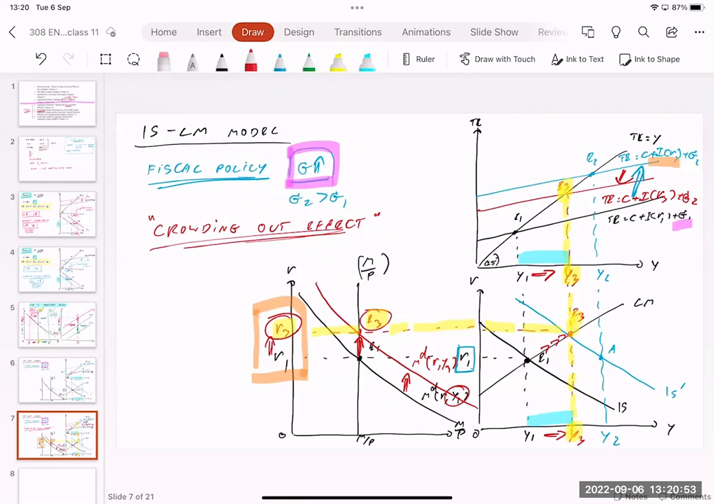So I highly recommend you try to do the opposite case by yourself. What I'm showing you here is the case where the government increases G, and you may want to try the opposite case at home. If the government reduces G, how is it going to be? They also have the same crowding out effects, but the direction is going to be opposite. Everything is going to be opposite. So far so good.